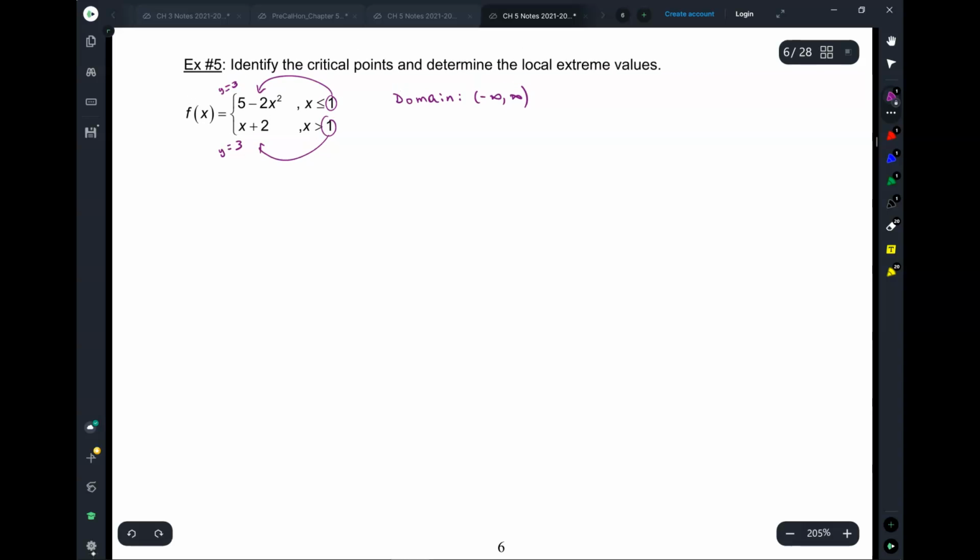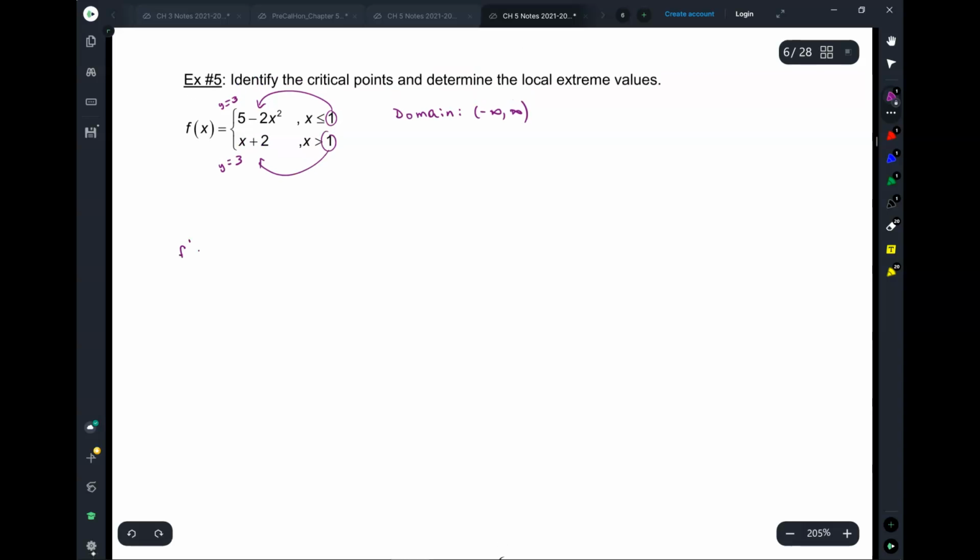Let's find the derivative. F prime of x will be a piecewise function as well. The top function, when I take a derivative, gives me negative 4x. What does the bottom function give me? 1. Same bounds, copy over.